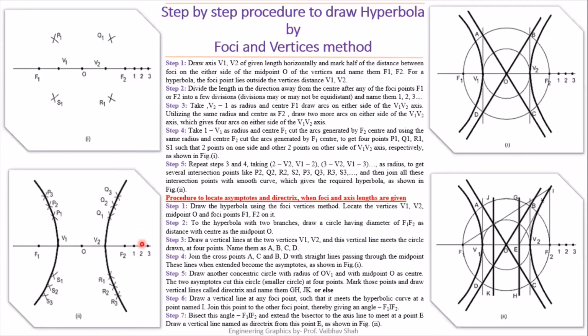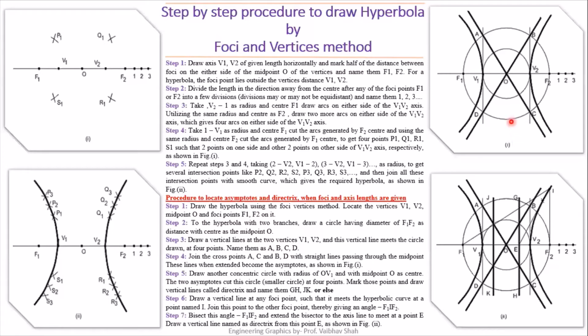But now, in this case, if we want to locate the asymptotes or directrix, then what to do? So let us see the process of getting asymptotes or directrix for this double hyperbola. For that, let us observe figure number 1 on the top right corner.